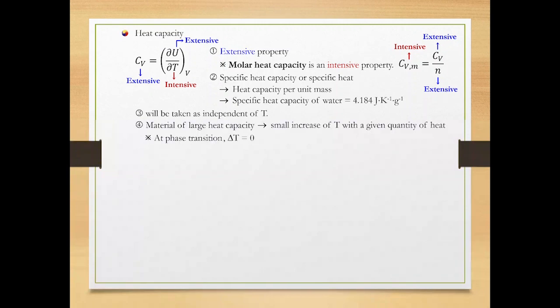Now, this is a different issue about the heat capacity. At phase transition, like melting or vaporization, temperature remains the same or delta T is 0. Remember, delta T is positioned at the denominator of the mathematical expression of heat capacity. As a result of it, C sub V is infinite at phase transition.